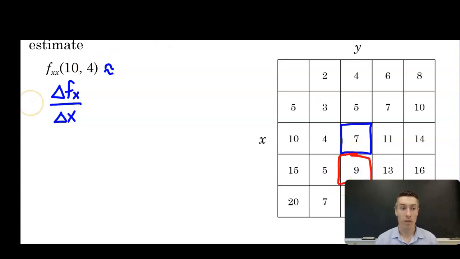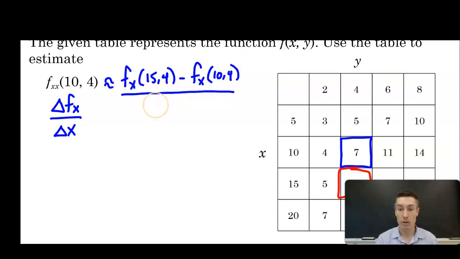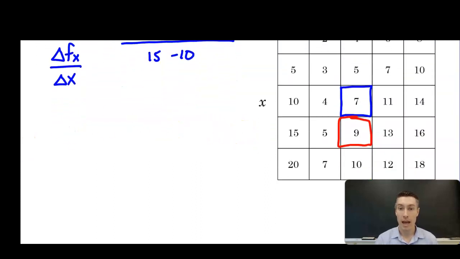So (15, 4). Okay, so we're going to estimate the first order partial at (15, 4), take away the first order partial at (10, 4), over the change in x between those two boxes, so that's 15 minus 10. So change of the first order partial over the change in x. Now, unfortunately, that does mean we have to find the first order partial derivatives from the table. So let's do that quickly. First order partial with respect to x at (15, 4).